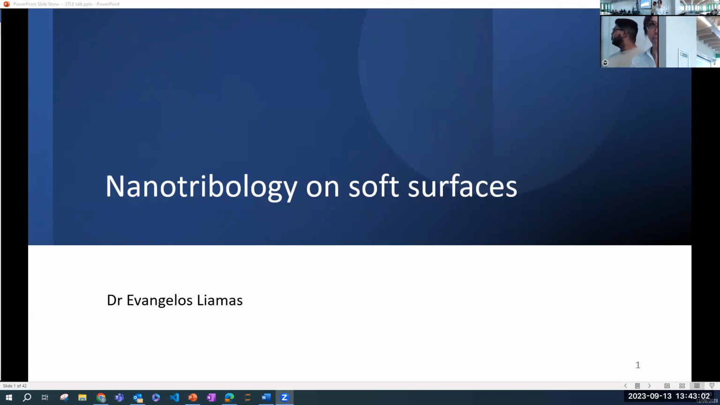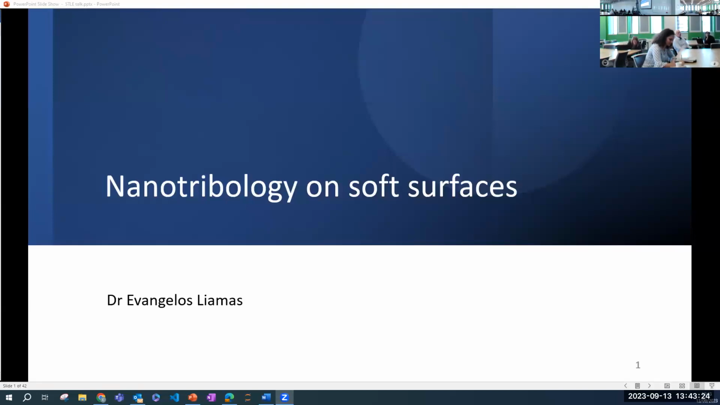My talk today is about nanotribology on soft surfaces. I know that some of you might not agree with the term soft and prefer a term like compliant. However, I think that's a bit more interdisciplinary, so I will stick with that, although not exactly correct.